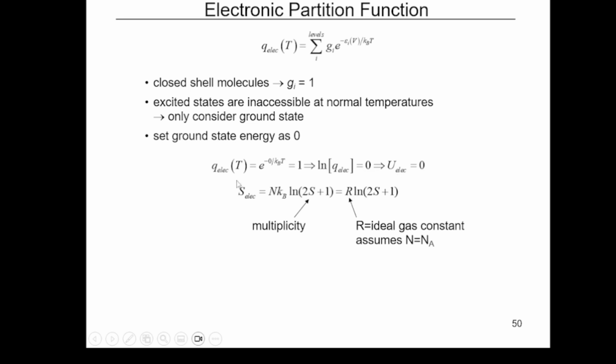So anyways, in the case of the entropic contribution, it is equal to N k_B natural log of (2s plus 1), where 2s plus 1 is the multiplicity, which gives R natural log of (2s plus 1). And this R is the ideal gas constant, and we assume that N is equal to N_A.